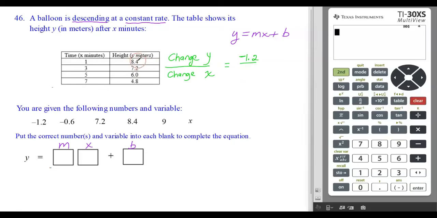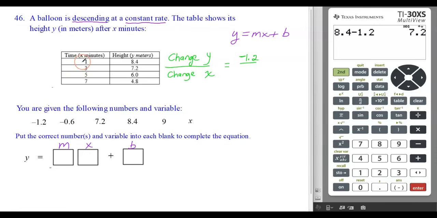Watch this. Let me just show you. So I have 8.4, and it's going down by 1.2. See, that gives us the next number in the table, and so on. So many ways to do that. So that's my change of y. What's my change in x?